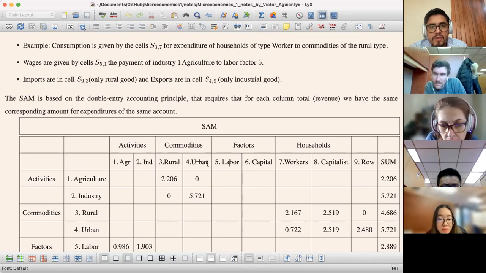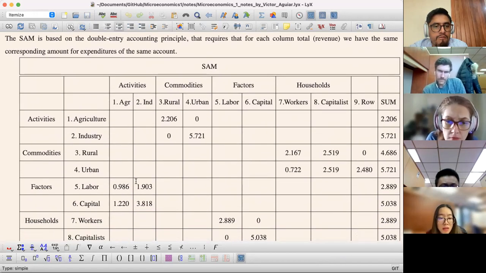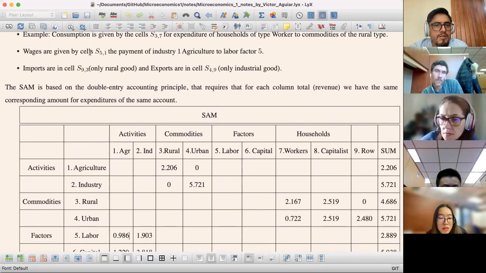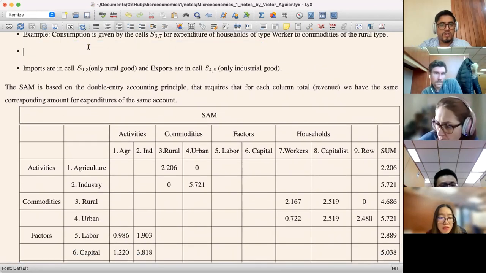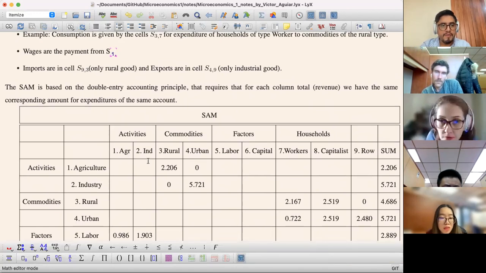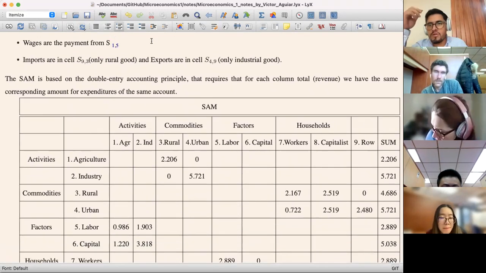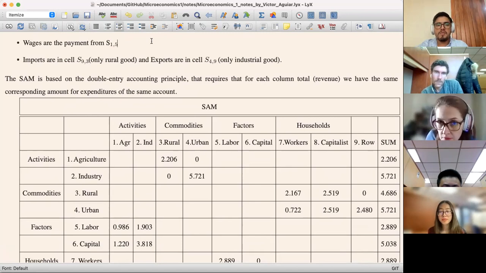So this is actually wrong, this example is wrong. So wages should be exactly the payment from activities, right? To the factor labor, right? So I don't know why this is here. So let me change this. So wages, right, are the payment from activity, for instance, agricultural, right? So it could be S1, comma 5, right? So it was actually the transpose of the one I was mentioning, which is the payment, right?